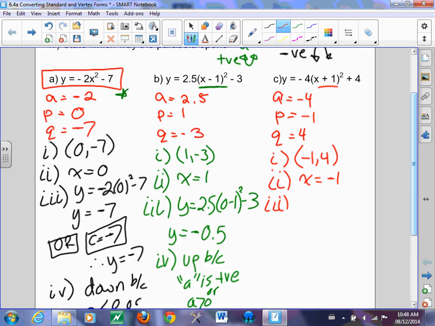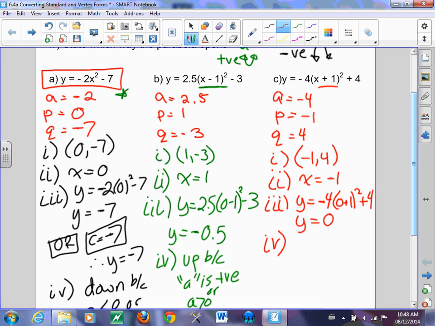Axis of symmetry is x equals p, so it's going to be x equals negative 1. To find the y-intercept, folks, we're going to let x equals 0, so it's going to be y equals negative 4 times 0 plus 1 squared plus 4. Okay, use your calculator or your brain, and you're going to realize that you end up with 0.